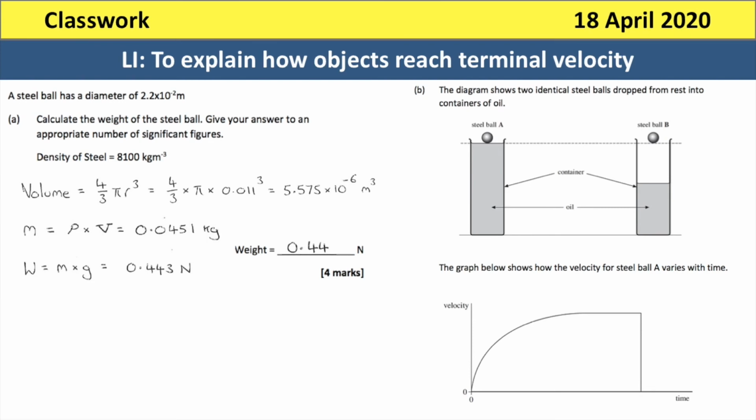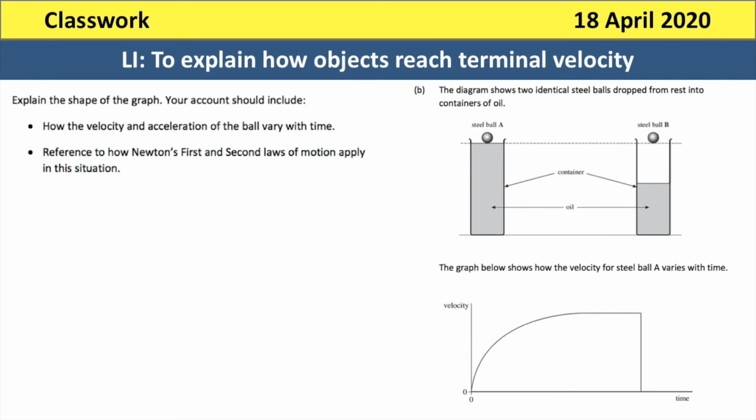Part B. The diagram shows 2 identical steel balls dropped from rest into containers of oil. Now what you can see from that diagram is that steel ball A enters the oil immediately, whereas steel ball B is allowed to fall in air before entering the oil. It then says the graph below shows the velocity for steel ball A against time. And for 6 marks, we've been asked to explain the shape of the graph.